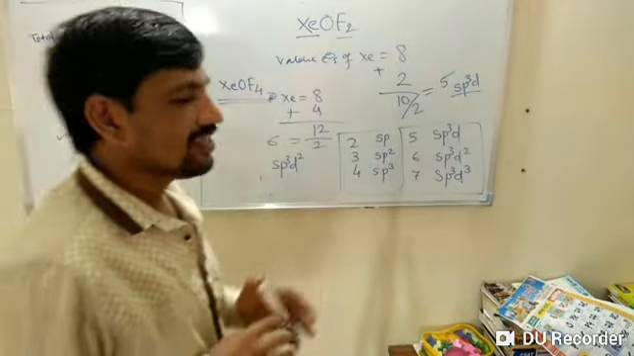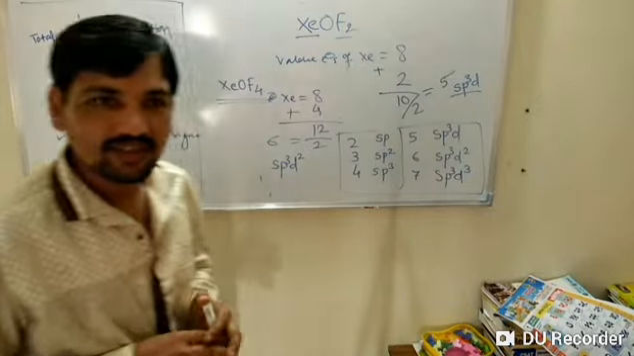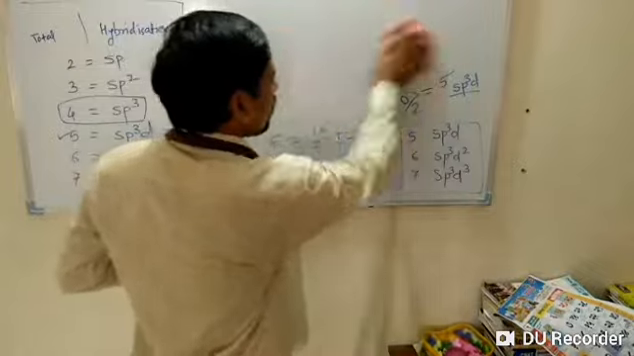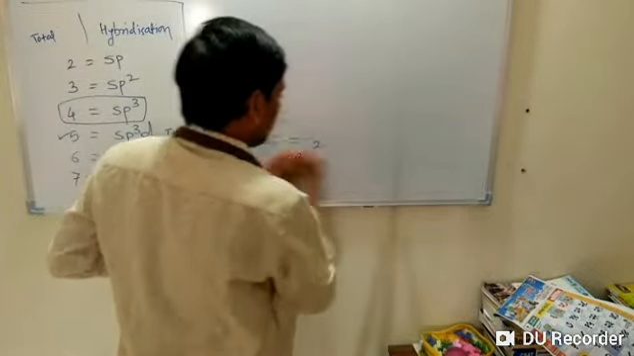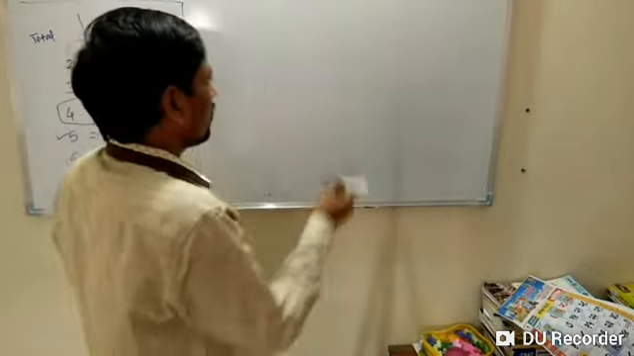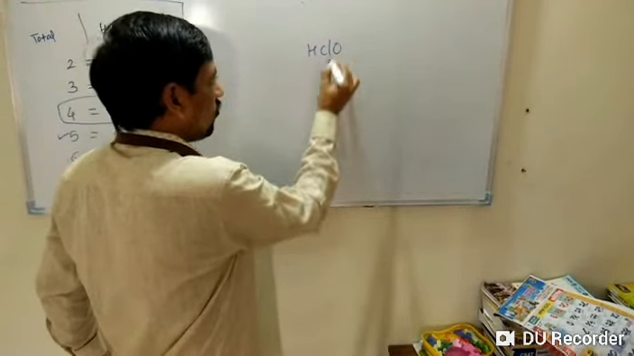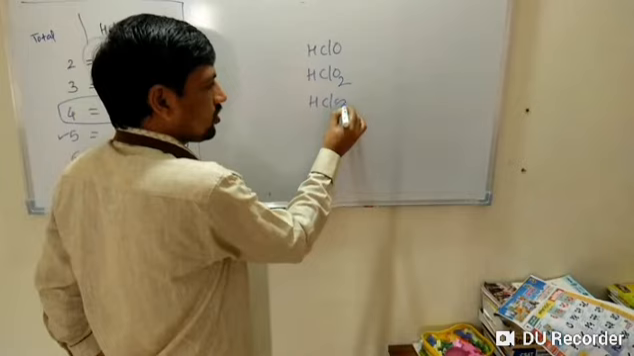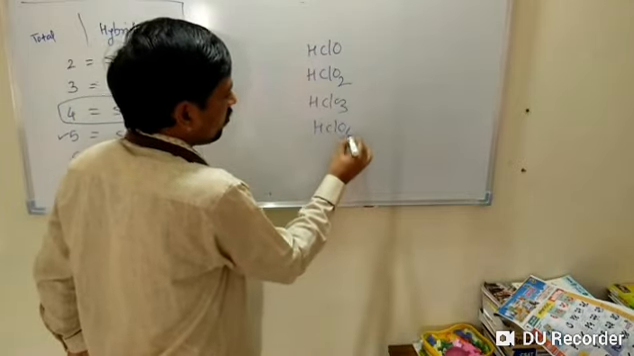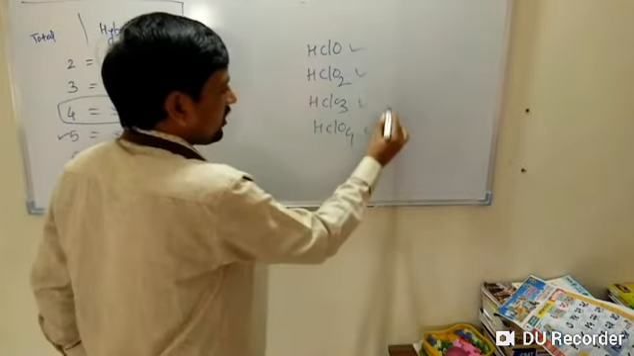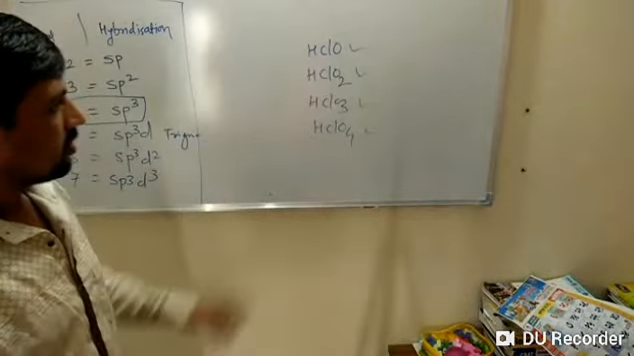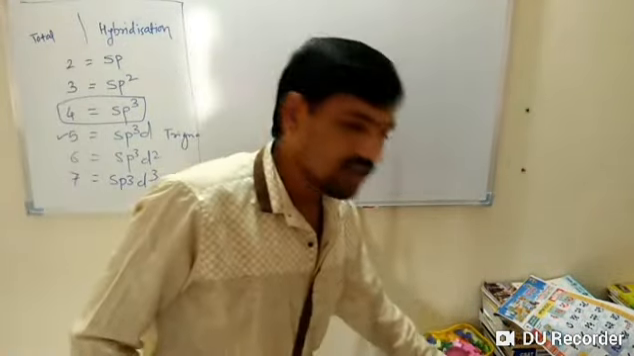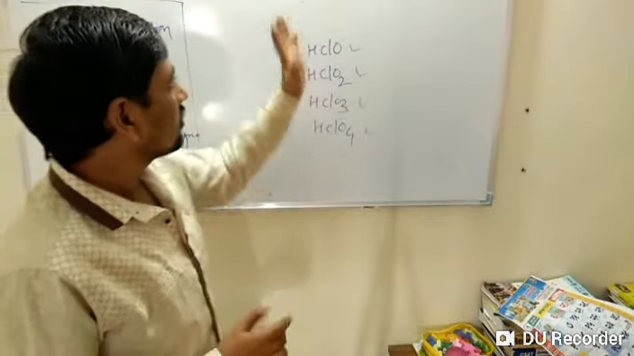This is a very easy way to calculate the hybridization of inorganic compounds. Some of the compounds whose hybridization you can calculate like this are HClO, HClO2, HClO3 and HClO4. This is the homework, and all the others are just hybridization of xenon compounds.